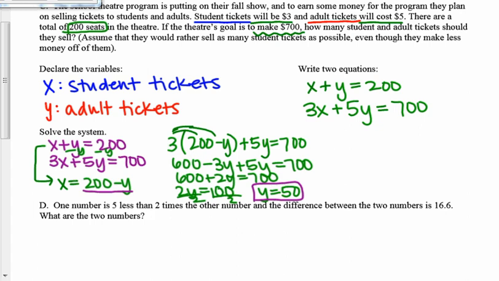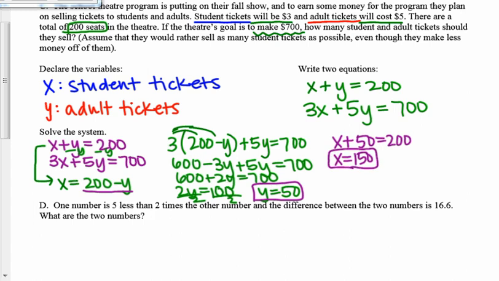Okay, so y equals 50 is one of my answers. And then my other answer can just be very simply found by, I know x plus y equals 200. Well, x plus y, which is 50, is equal to 200. When I subtract 50, I get x equals 150. So here's my other answer.